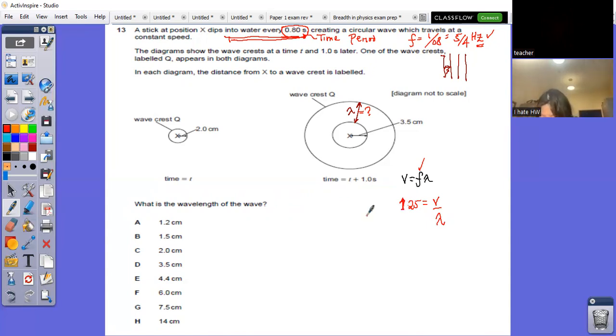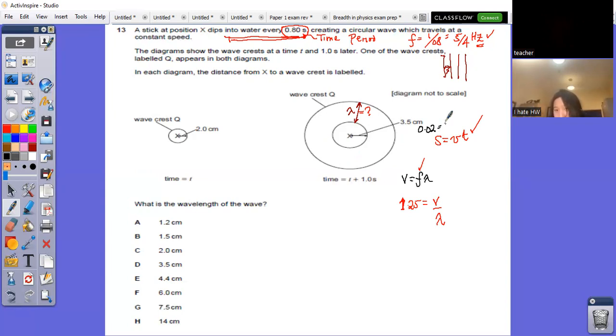If we want to find v, can we use s equals vt? Yes, that might be useful, and I like that you've thought about it. Very good. We used it for one of the questions, didn't we? So s would be 2 centimeters, which is 0.02 meters. So 0.02 meters equals v times 0.8.